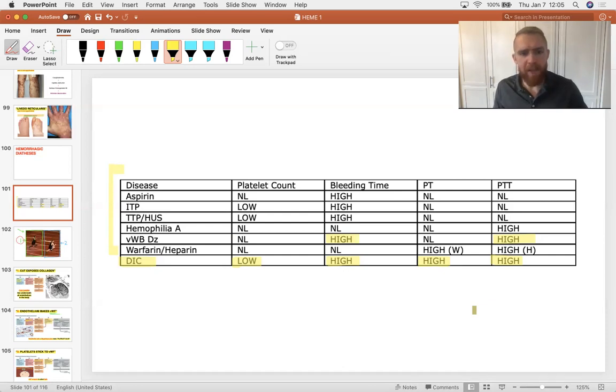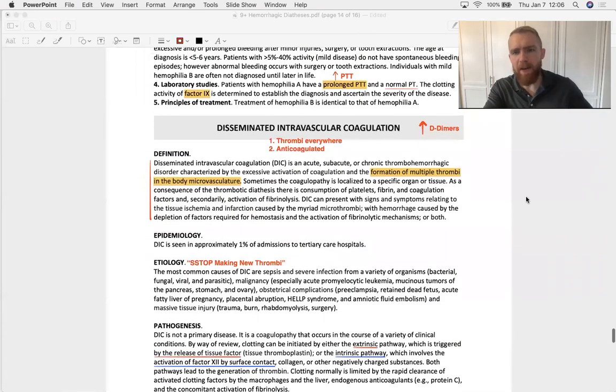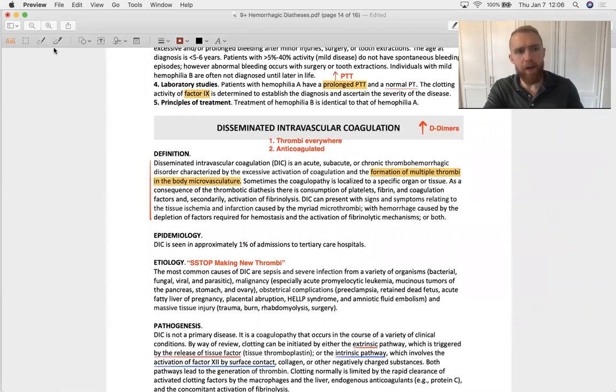And then taking us back to DIC again, that's the one where everything is messed up. Every single blood metric is out of whack with DIC. It's so bad to the point where D dimers are elevated. You might see that phrased as something like fibrin degradation byproducts. They won't always say D dimers in a test question. They will in real life, but elevated D dimers too. That's how bad it gets.